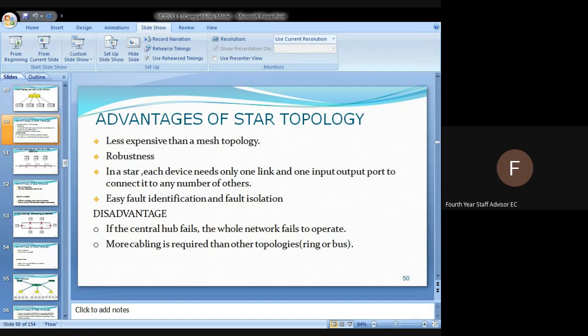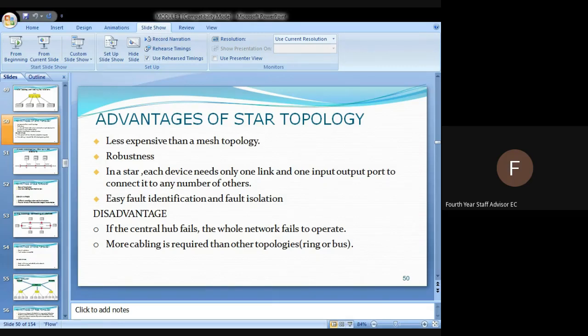And also, you can easily identify the fault, and isolation can be done. So easy fault identification and fault isolation. That's what I told. If one link is failing, then you can identify it and you can just remove it. So these are the advantages of star topology.